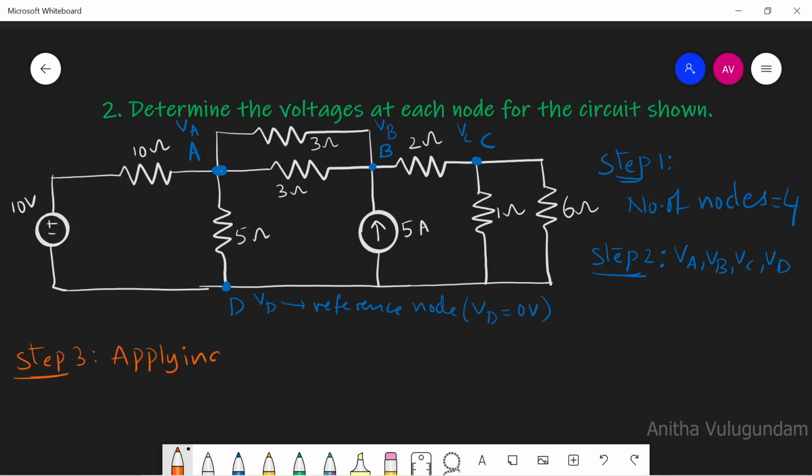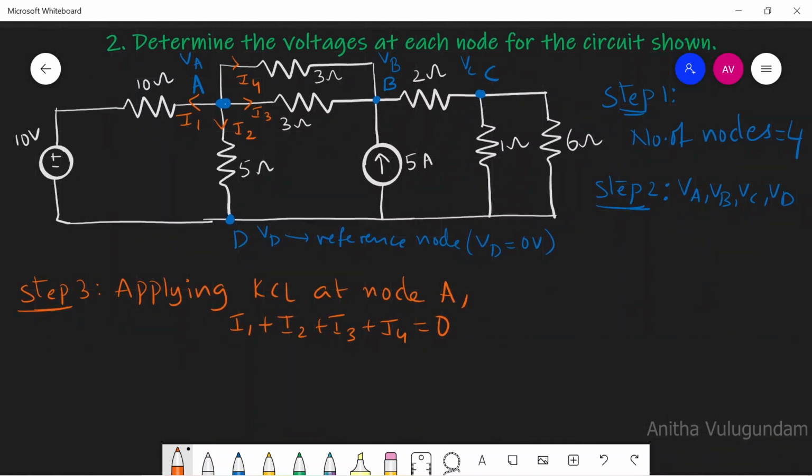Applying KCL at node A. I just assume all currents are leaving this node. I1, I2, I3, I4. I'll write I1 plus I2 plus I3 plus I4 equal to 0. Sum of currents entering equal to sum of currents leaving, or sum of the currents at a junction point equal to 0.